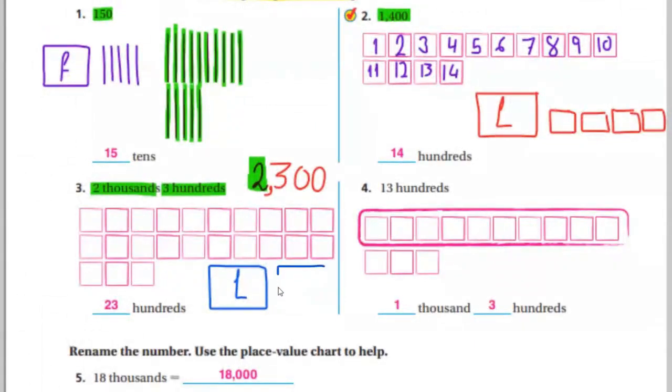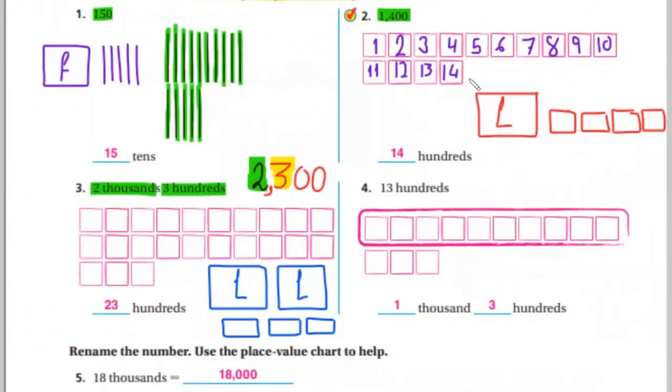1, 2. And how many... what number, what digit is in the hundreds place here? 3. So we're going to use 3 flats. 1, 2, 3. So that's a way to model this number.